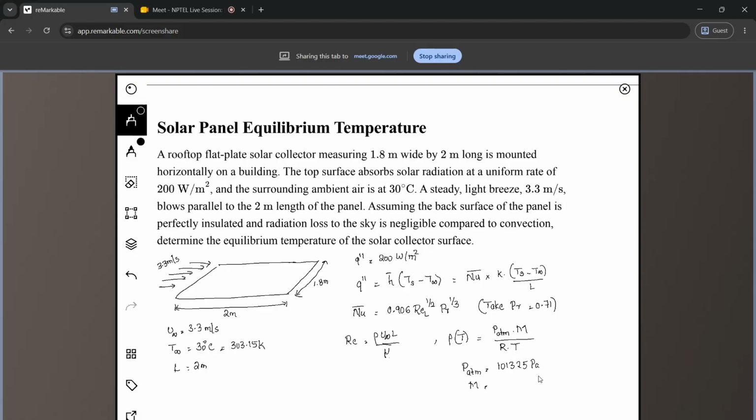Molecular weight you can take as 28.97 gram per mole, and R you can take as 8314 joule per kilogram mole. And temperature is the temperature that we'll discuss. Similarly, viscosity is also a function of temperature, which again for air is given by Sutherland's law.